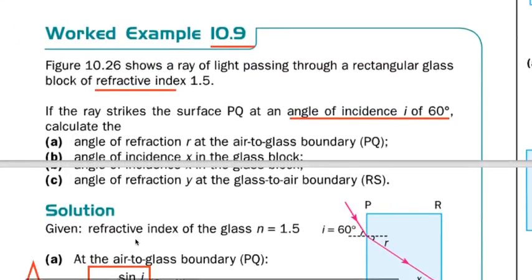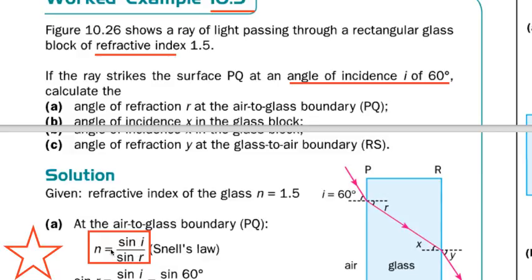The next one, let's use the other formula for refractive index. Again, n equals sine i over sine r. Just to take note, i is my angle of incidence, and we don't really look at the arrows. It doesn't mean this is my angle of incidence.